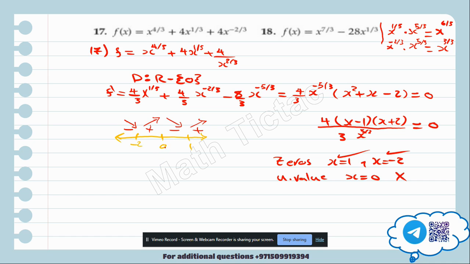Be careful, I cannot take the 0. I cannot take it as a local minimum. So in here I will choose minus 2 and 1 because they are included in my domain. So local minimum at x equal to minus 2 and 1. No local max. Be careful. That's it. This is the end of this question 17.